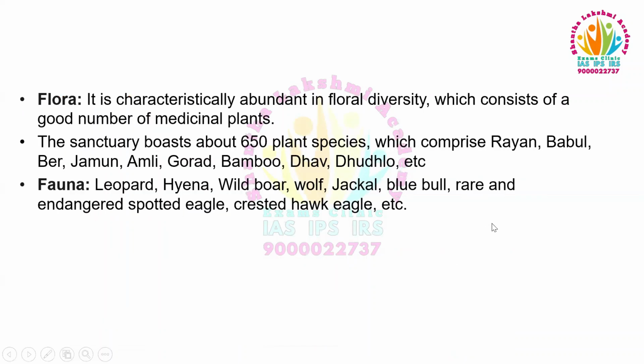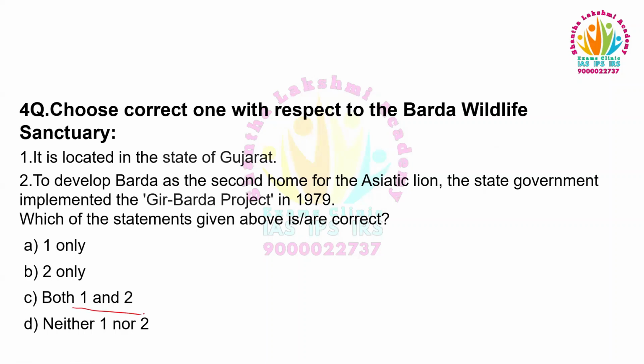Flora: it has abundant floral diversity, which consists of a good number of medicinal plants. The sanctuary boasts about 650 plant species, which comprise Rayan, Babul, Bear, Jamun, Amli, Gorad, Bamboo, Dav, Dudlo, etc. Fauna: leopard, hyena, wild boar, wolf, jackal, blue bull, and the rare and endangered spotted eagle, crescented hawk eagle, etc. So the answer is both 1 and 2 are correct. Moving to the next question.